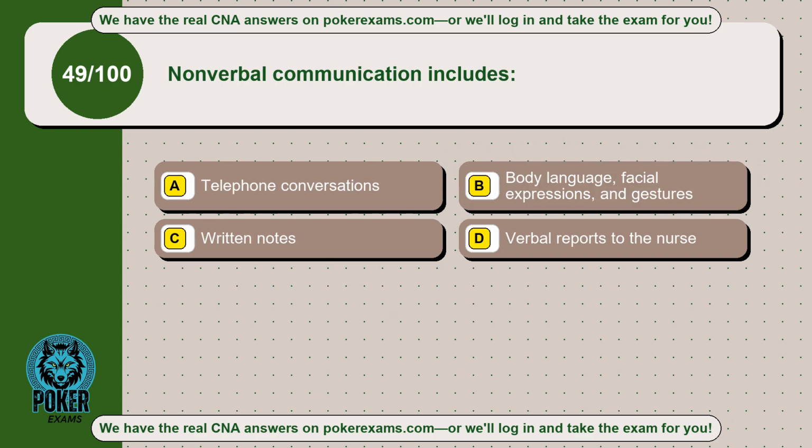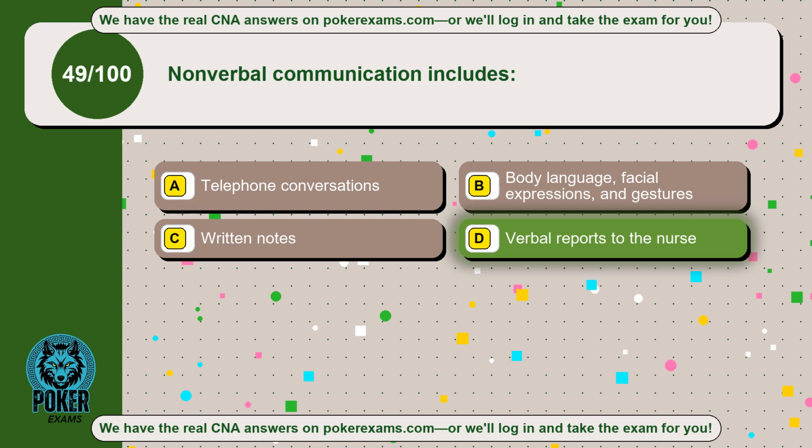Question 49. Nonverbal communication includes. Option A. Telephone conversations. Option B. Body language, facial expressions, and gestures. Option C. Written notes. Option D. Verbal reports to the nurse. The correct answer is option D.